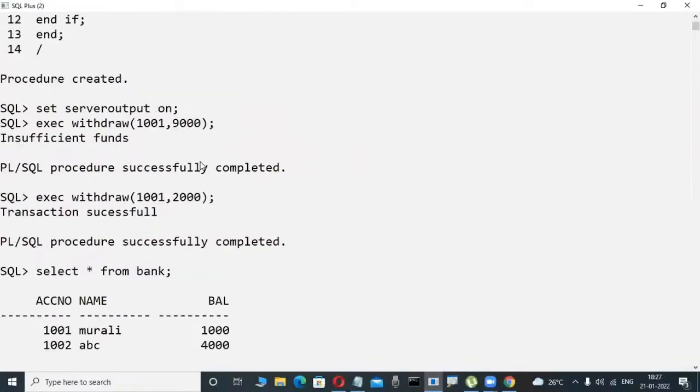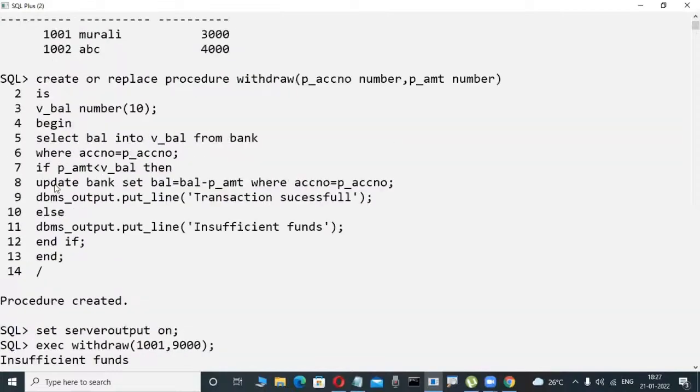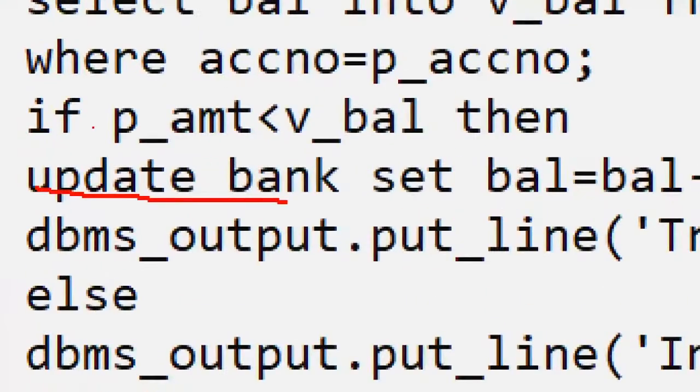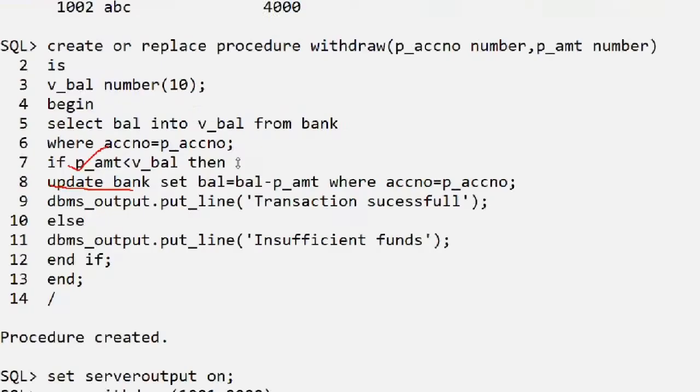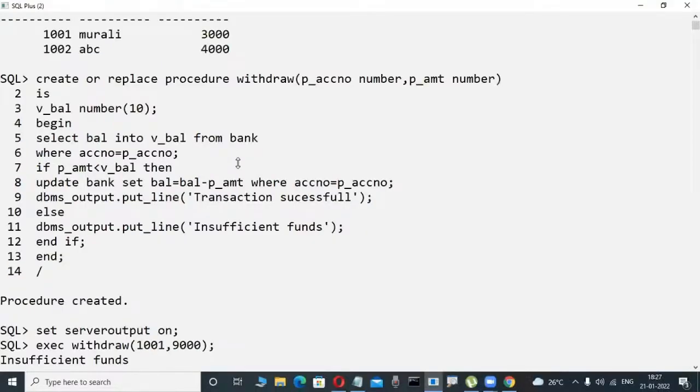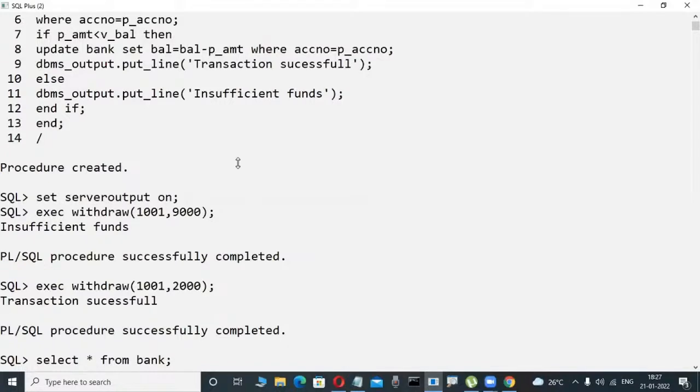You are a programmer, you are writing code in an update. Update is an SQL command only. The if condition is a PLSQL command. That's why you need some language knowledge. With this type of PLSQL coding knowledge, then only can you write real-time applications: OTP validations, bus ticket reservation, anything. So many applications are there, but a little bit of knowledge is required.